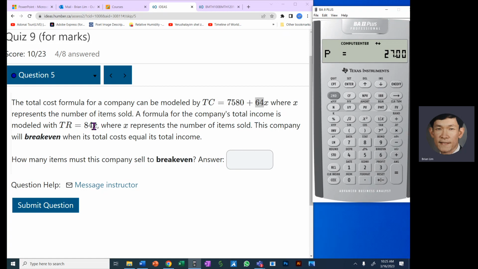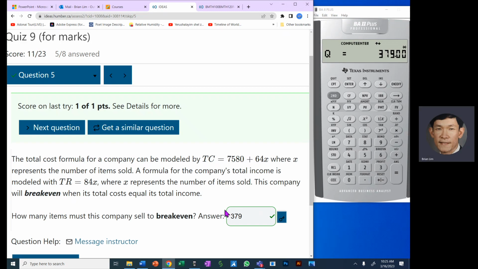and the selling price is 84. So we go 84, enter. The profit is 0. The quantity we compute, and the quantity should be 379. That should be the answer. So we submit it, and it's correct. Green border, green check mark, 1 out of 1 for the number of points.